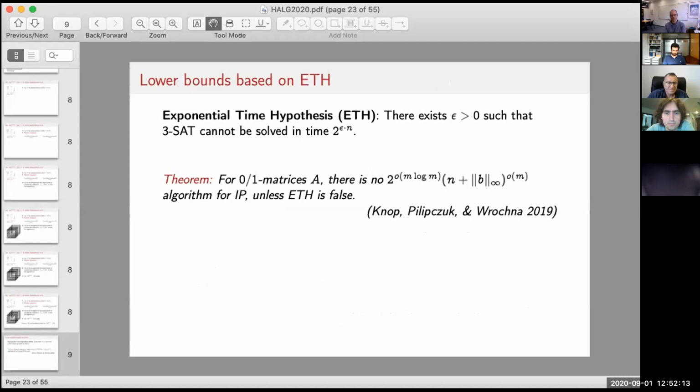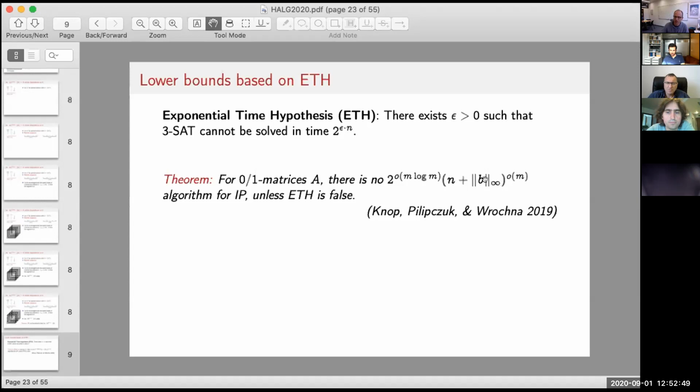So, we suppose the ETH holds, so there exists an epsilon larger than 0 such that 3-SAT cannot be solved in time (2 minus epsilon) to the n. So if we assume this, then Knop, Pilipczuk, and Wrochna in 2019 have shown that one cannot solve an integer programming problem for 0-1 matrices A even in time 2 to the little o of m times log m plus n. n is the number of variables.